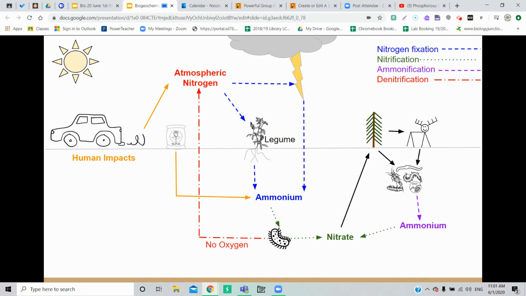So you have to remember that although there are natural cycles, there are also impacts by humans. Please make sure that you have this picture drawn and you understand the process. Again, read your notes to understand what we mean by nitrogen fixation, nitrification, ammonification, and denitrification.